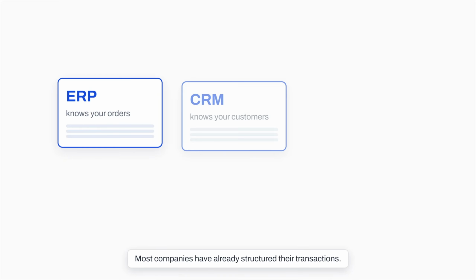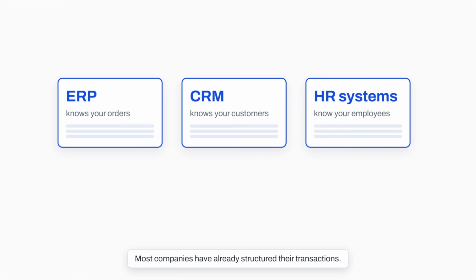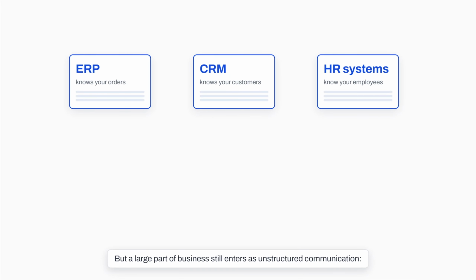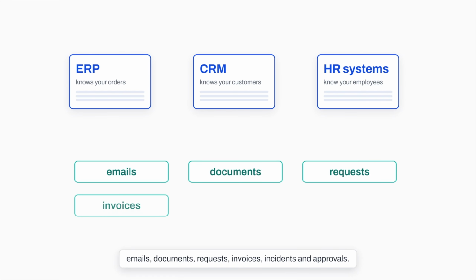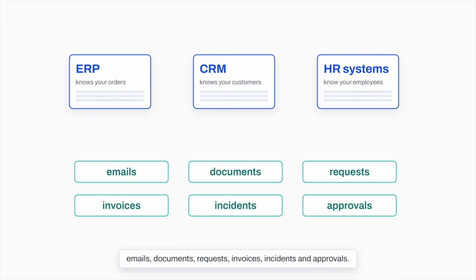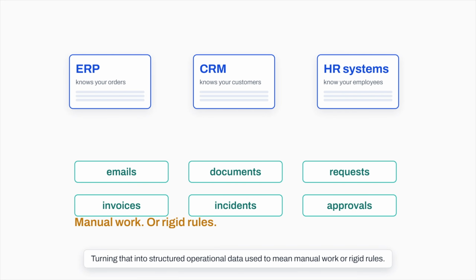Most companies have already structured their transactions. ERP knows your orders, CRM knows your customers, HR systems know your employees. But a large part of business still enters as unstructured communication. Emails, documents, requests, invoices, incidents, and approvals. Turning that into structured operational data used to mean manual work or rigid rules.